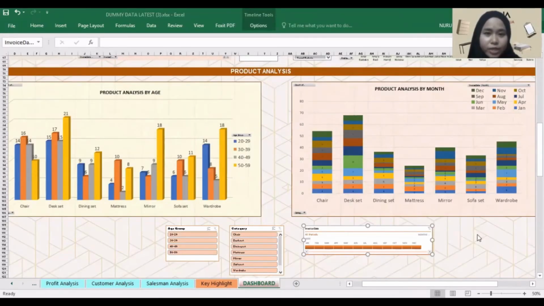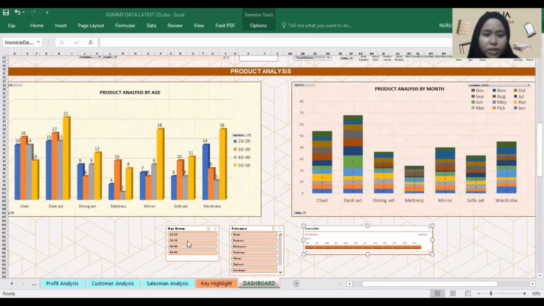Hi, I am Nur Shakina, and right now in the dashboard, I will explain a little bit about the product analysis of our company. Our company has two types of product analysis, which is product analysis by age and product analysis by month. Generally, product analysis by age, this graph shows us about the type of product being sold to different ranges of ages, while product analysis by month shows us about the type of product and the quantity of product being sold for every month.